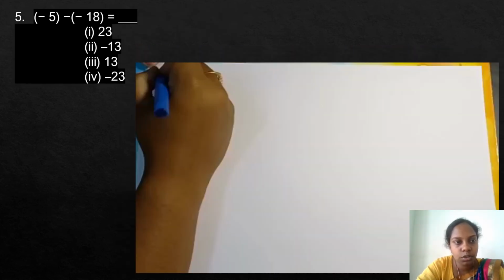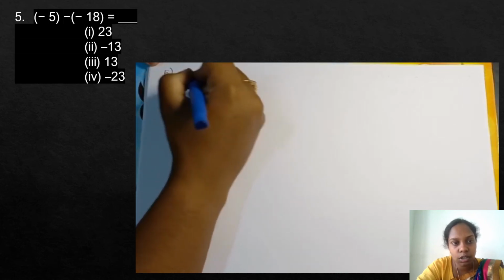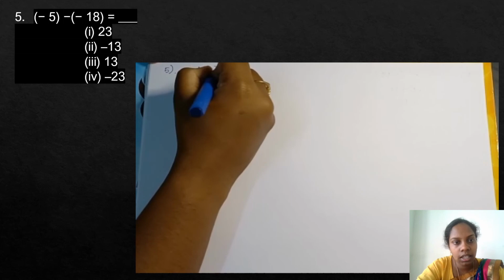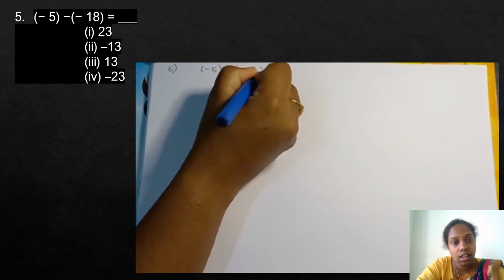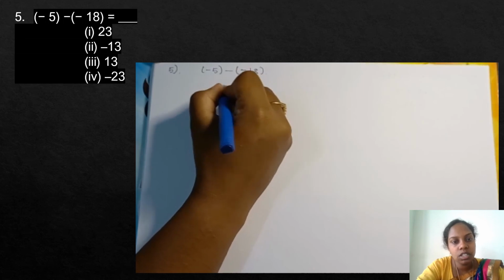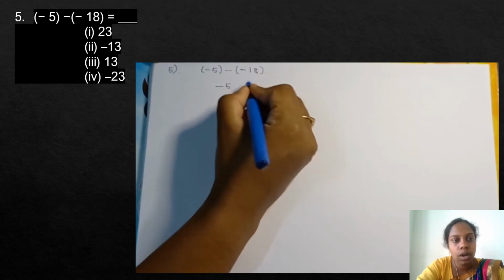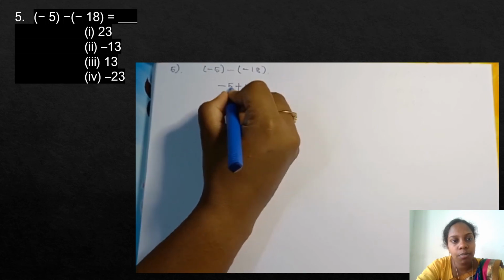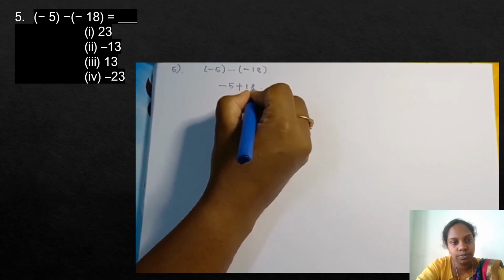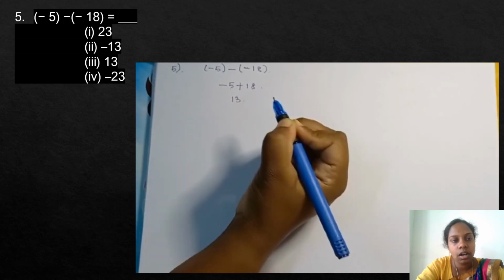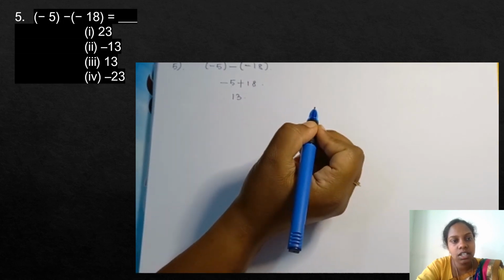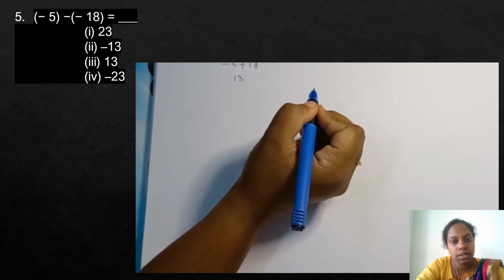Okay, now we have come to the final problem, which is an objective type problem. It goes like minus 5 minus of minus 18 is equal to. There are 4 options: 23, minus 13, 13 and minus 23. So we'll solve this problem. Minus 5 minus of minus 18. Minus of minus will give you plus. It is plus 18. So on subtracting it, what do we get? The answer is 13. So the correct option is 13.